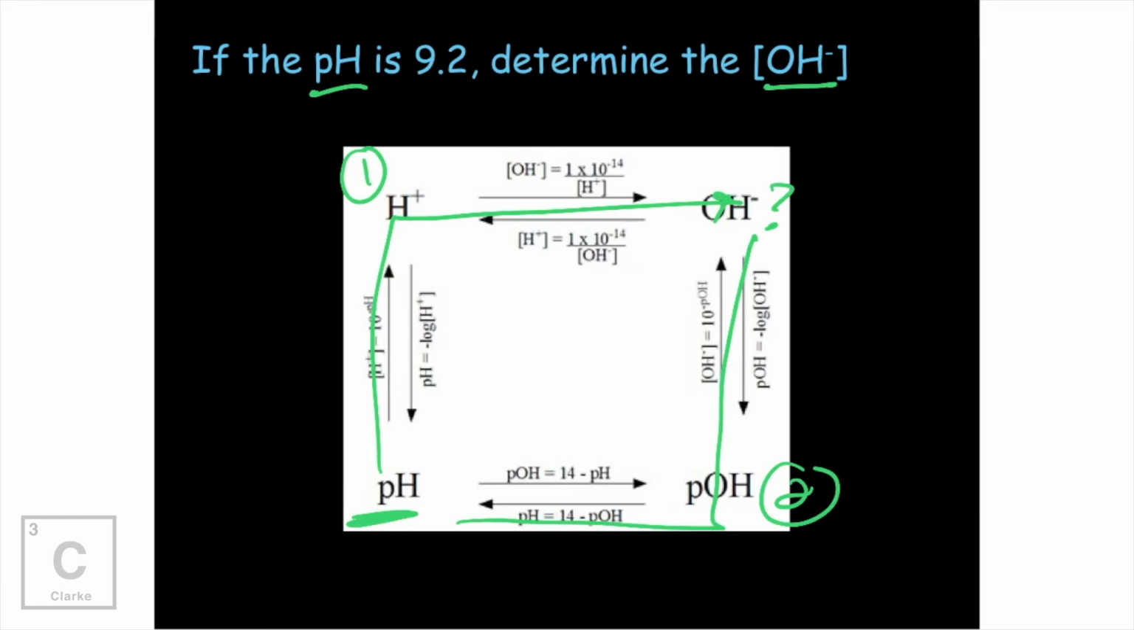For this first time that we kind of have to maneuver around the square, I'm going to take you which way I think is the easiest. I think option number 2 is the easiest. I think going from pH to pOH to the concentration of OH is the easiest.